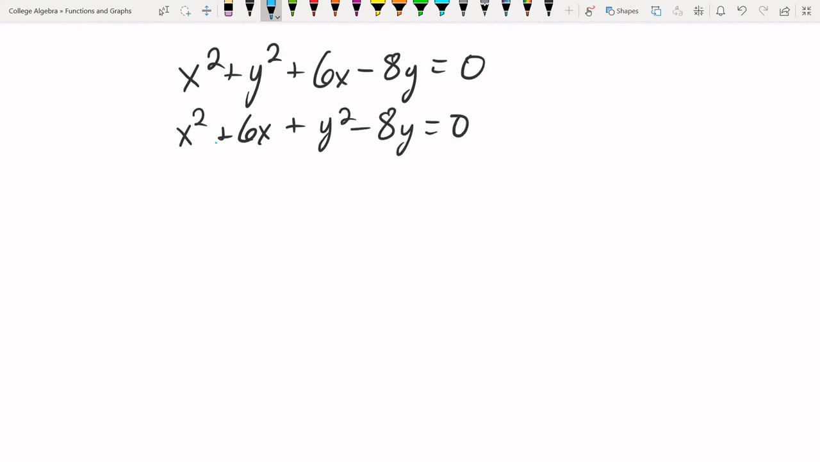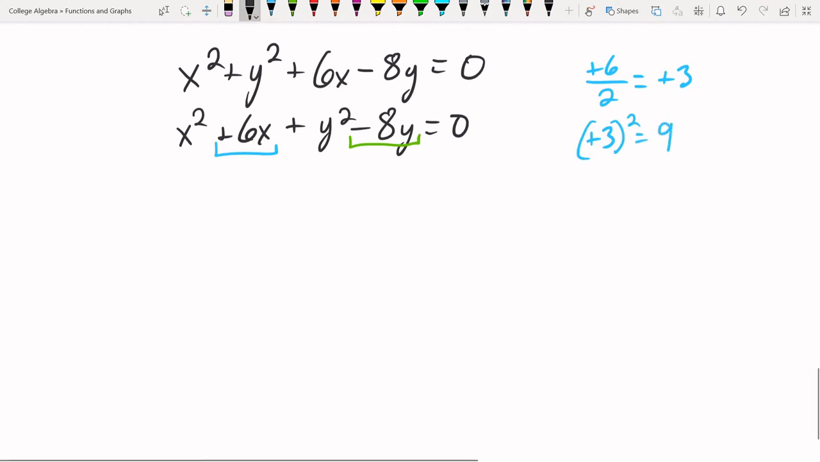And now I can start looking at completion of the square. So for the blue, we have 6 over 2 is positive 3, and positive 3 squared is 9. So we're going to add this one, and we know when we do that, we're going to get the expression x plus 3 squared. This one goes right there.